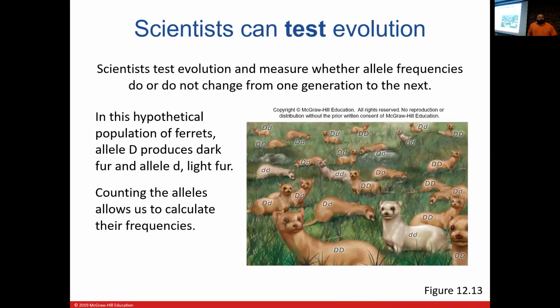Now, science can test for evolution. Scientists test evolution by measuring the allele frequency from one generation to the next to see how much it changes, or if it changes at all. So in this hypothetical population of ferrets, allele big D produces dark fur, while allele little d produces light fur. And by counting the alleles, we can calculate their frequencies.